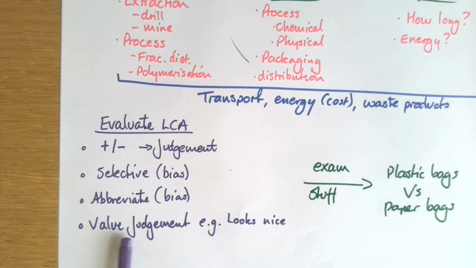We can also put in things like value judgments. So you might say that something either looks nice or doesn't look nice. It could be, say, plastic bags, for example. You might say, well, they're a bit of an eyesore on the environment, so they're not a great thing to use. Again, things like that are value judgments. It means that that's down to someone's opinion. So just be careful of those particular phrases.